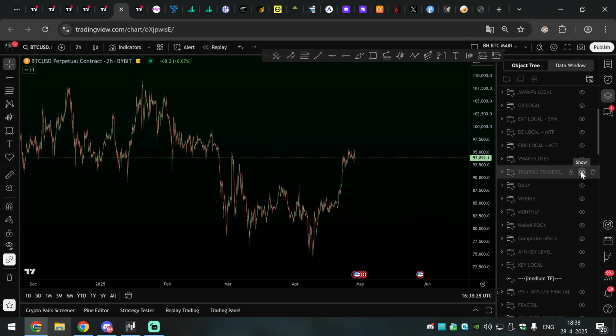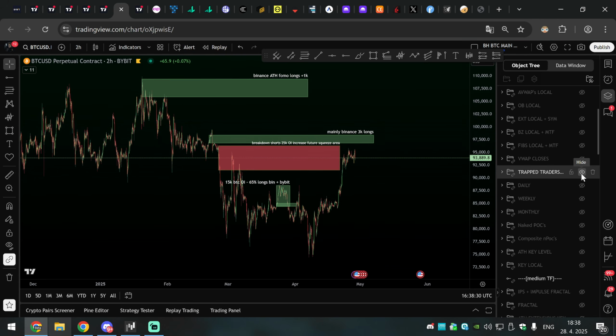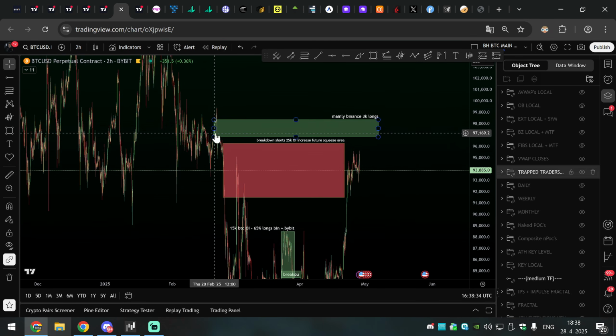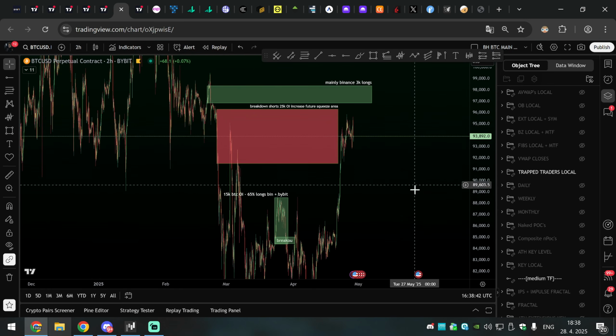We have closes. We don't need trapped traders. What we have, probably nothing to say, but we have a trap, like a lot of people got trapped here into these highs. So you can watch it from 97k up to 98,000.